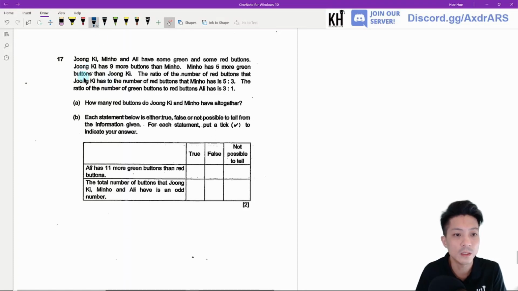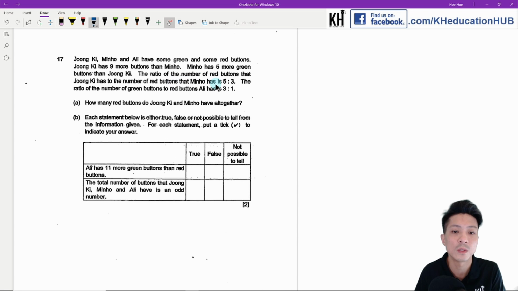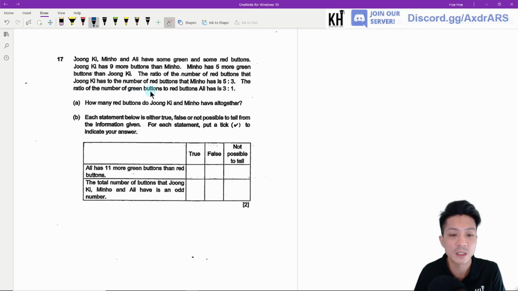Okay, question 17. Joong Ki, Minho, and Ali have some green and some red buttons. Joong Ki has 9 more buttons than Minho. Minho has 5 more green buttons than Joong Ki. The ratio of the number of red buttons that Joong Ki has to the number of red buttons that Minho has is 5:3. The ratio of the number of green buttons to red buttons Ali has is 3:1. Part A, how many red buttons do Joong Ki and Minho have altogether?